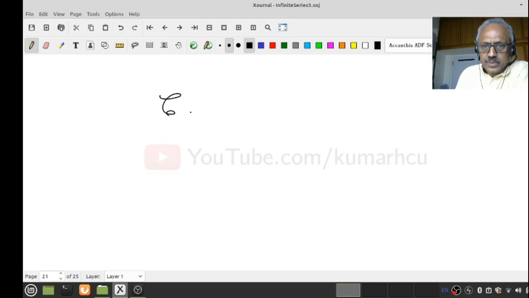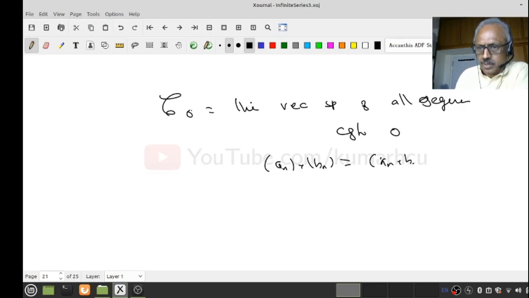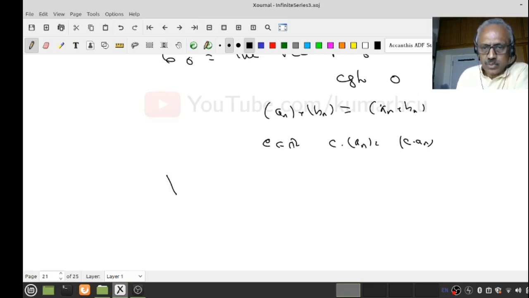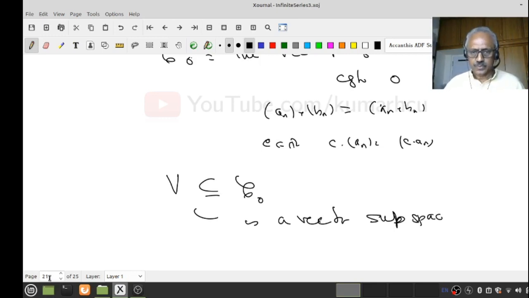If you look at C0, the vector space of all sequences converging to 0, okay, this you must have seen, AN plus BN also converges to 0, and C is any scalar, then C times AN also converges to 0, you know that. Therefore, this is a vector space. So what I have shown is V is a vector subspace. I wanted to introduce C0.